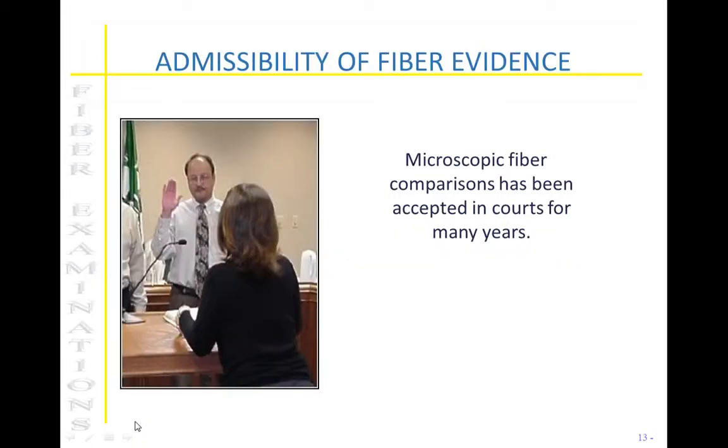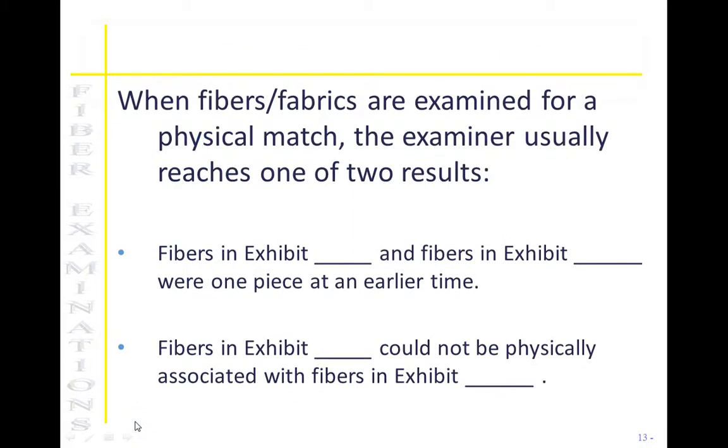Fiber evidence has been admitted into court for many years. The microscopic examinations and also instrumental examinations have passed Frye and Daubert hearings. When fibers or fabrics are examined for a physical match, usually the examiner is able to say that the fibers were one piece at an earlier time or that they could not be physically associated.